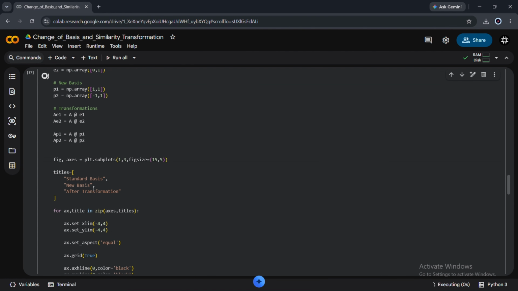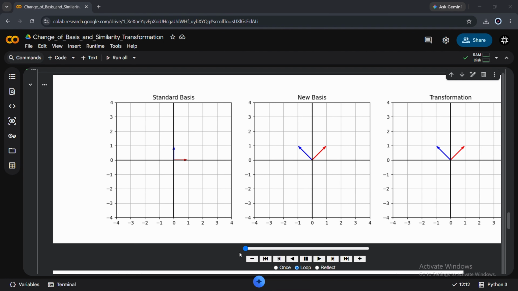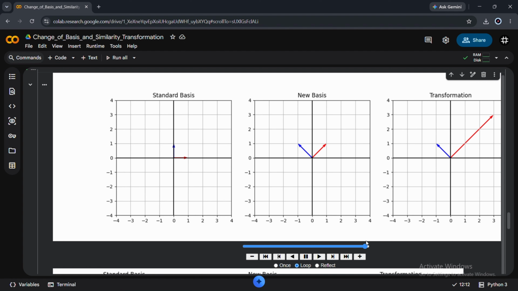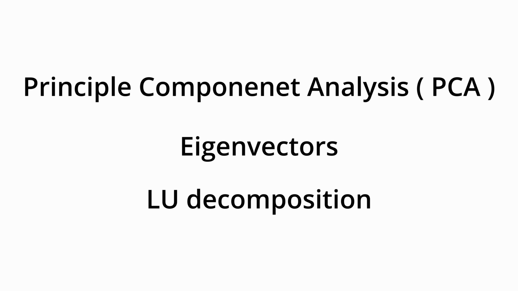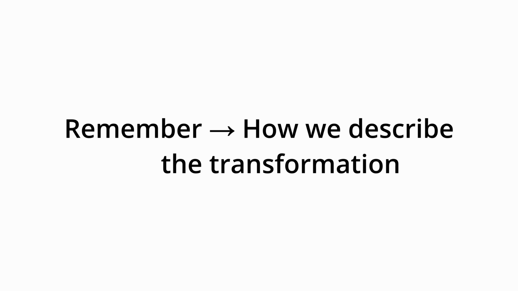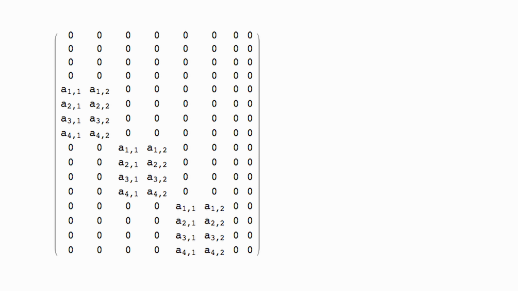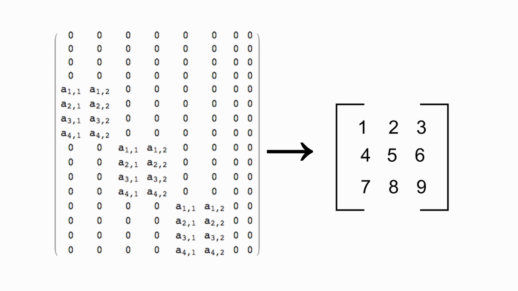Now, after running this code, we'll get a visualized graph of the basis. Look here: the standard basis, the new basis, and the transformation of the basis. Finding the right basis is one of the most powerful ideas in linear algebra. Many machine learning techniques like PCA, eigenvector decomposition are based on choosing a basis that makes the transformation as simple as possible. Changing the basis doesn't change the transformation, it only changes how we describe it. Sometimes the right basis can turn a complicated matrix into a simpler one, making computations easier and revealing the hidden structure of the transformation.